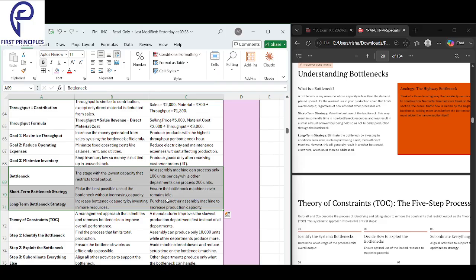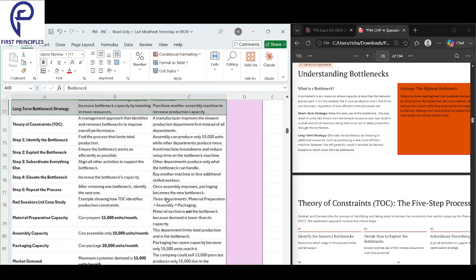Perfect. In the long term, we are increasing the capacity. In the short term, we are making the best possible use, but without increasing capacity. And what is a bottleneck? Again, it's the restriction or anything that is causing a decrease or restriction on the output. Any restriction on the output is called a bottleneck. Short term, you are not increasing capacity. Long term, you are increasing capacity.